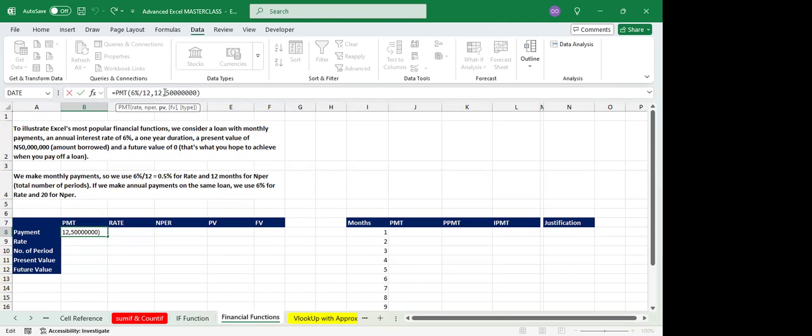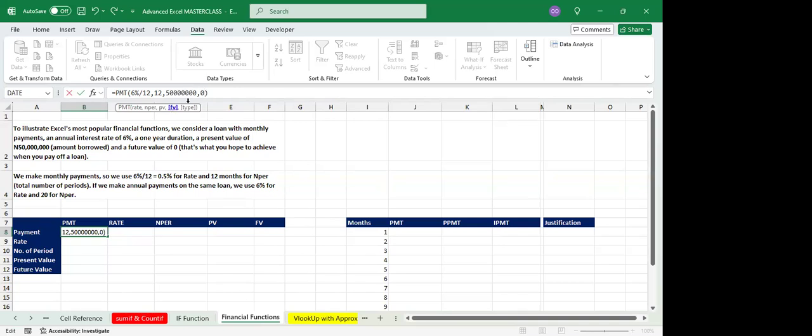Do you understand it? It means that in the future, after I have serviced that loan for 12 months, I still want to have something like 10 million naira that I don't want to pay. So that 10 million naira is the future value. That is, in the future, after you have paid your loan for 12 months, what do you want to have left? But in many cases of loan, in the future, you have nothing left. That is why usually the future value is 0.